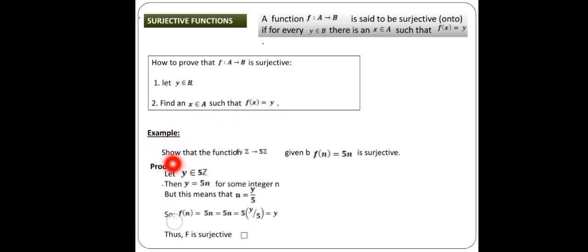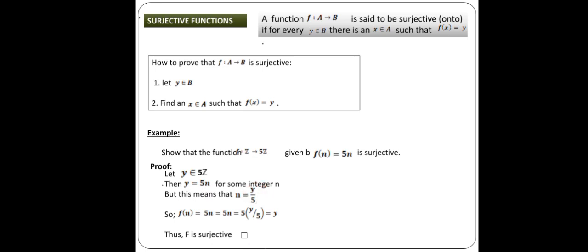Here's an example. Show that the function f from the set of integers Z to the set of 5 times the integers, 5Z, given by f of n equals 5n, is surjective. Okay, here's the proof. Let y be an element of 5Z. Then y is equal to 5n for some integer n.